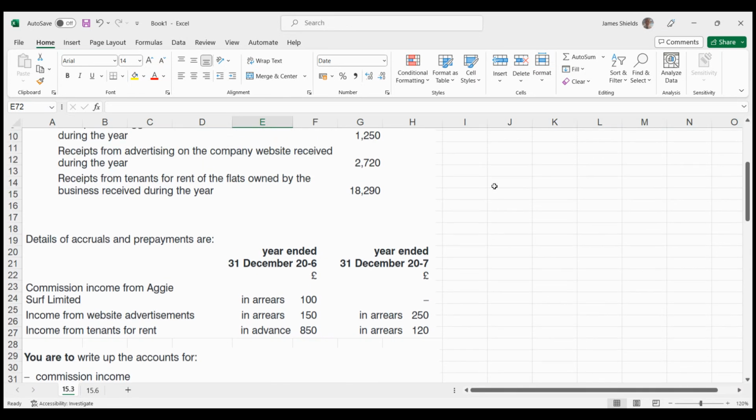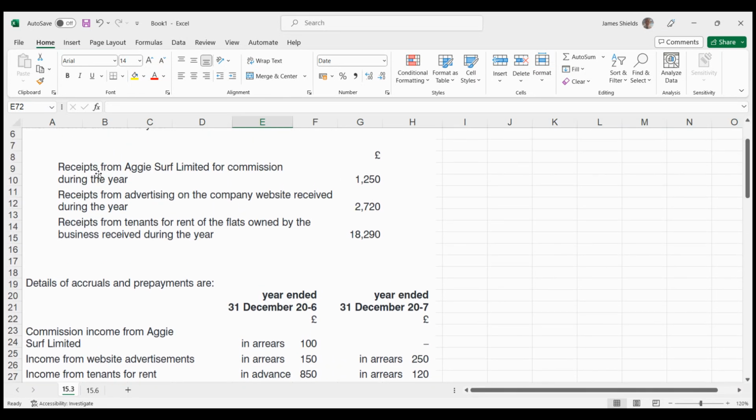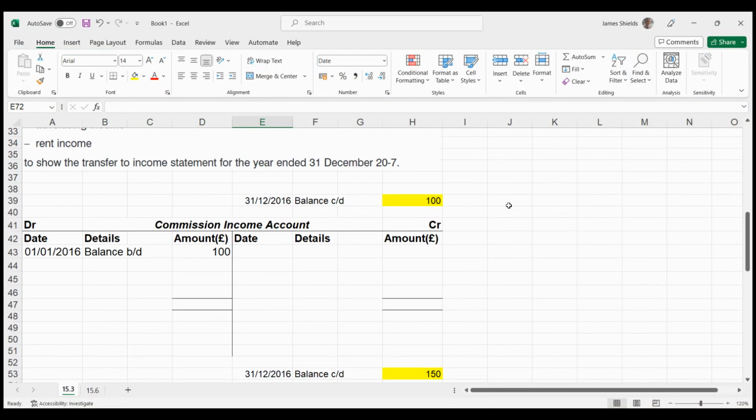So that's dealt with all of the situation at the end of 31st December 2016. Now I'm going to go to the easy bit. Aggie Surf commission income, and we received that amount of money, 1,250. Again, it's on our income account, so it's on the credit side. So it's 1,250 on the credit side.